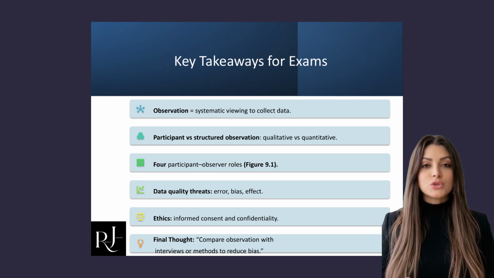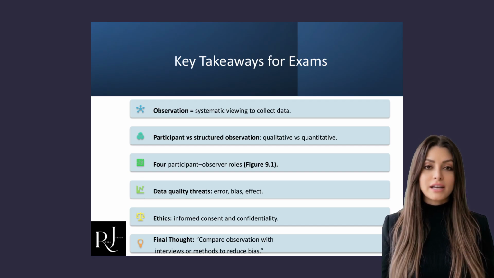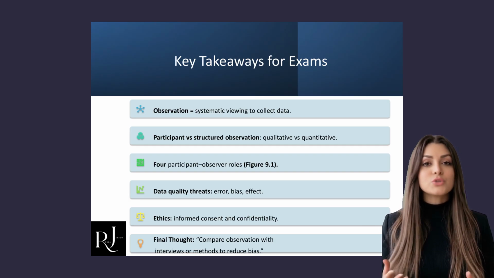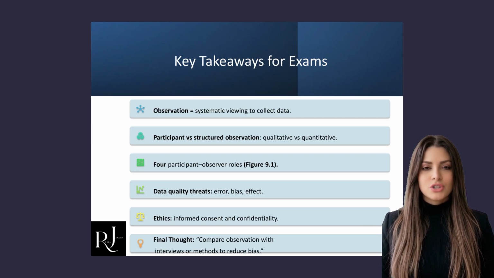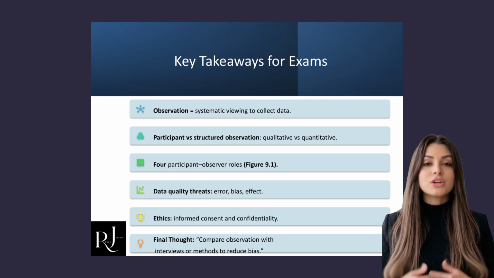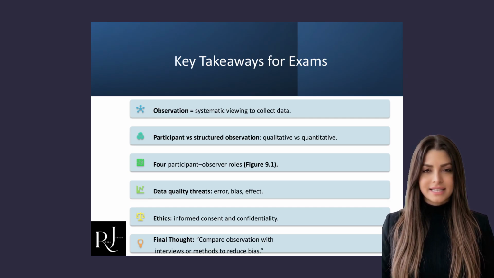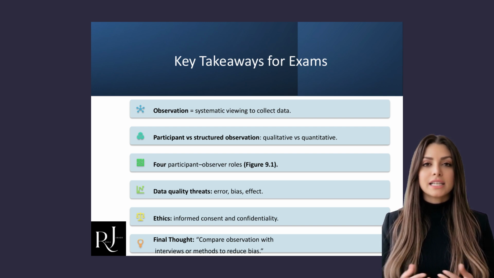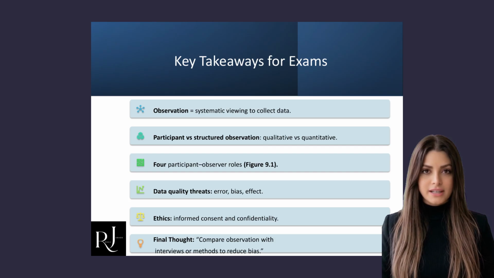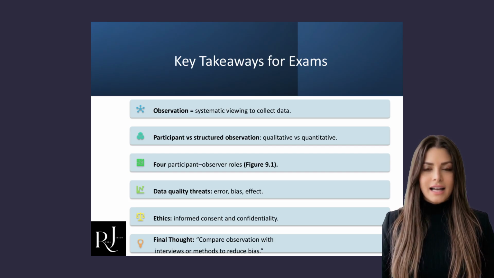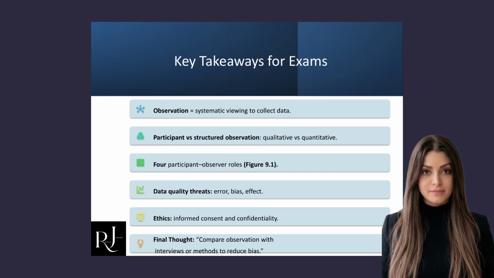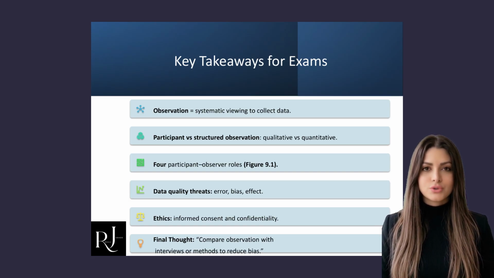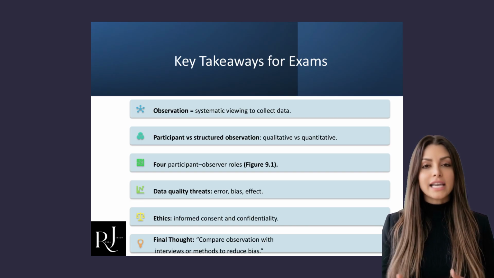Always keep the threats to data quality in mind: error, bias, and the observer effect. These are the hurdles you must jump to ensure your research is valid. Ethics are non-negotiable. Informed consent and confidentiality are the foundation of your professional integrity. And finally, my final thought for you: never rely on just one method. Compare your observations with interviews or other data sources to reduce bias and build a stronger case.